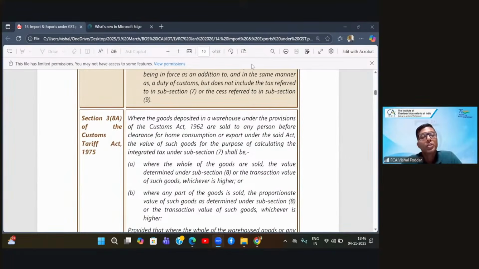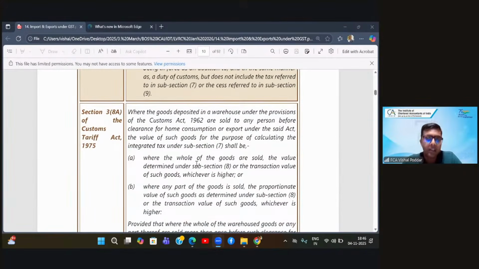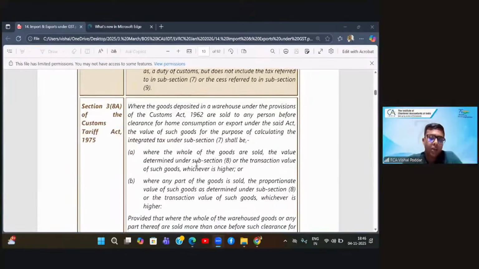Now comes the last question, value. Now, interestingly, when you had imported, your purchase bill or the import bill has a different value, but the price at which you have sold to me is definitely going to be different because there will be some markup. Now, the question is, which value is to be adopted now for computing the IGST when these warehouse goods are cleared after being sold by the original importer to some new party? For this, Section 3, bracket 8A says that we will take the higher of the two values.